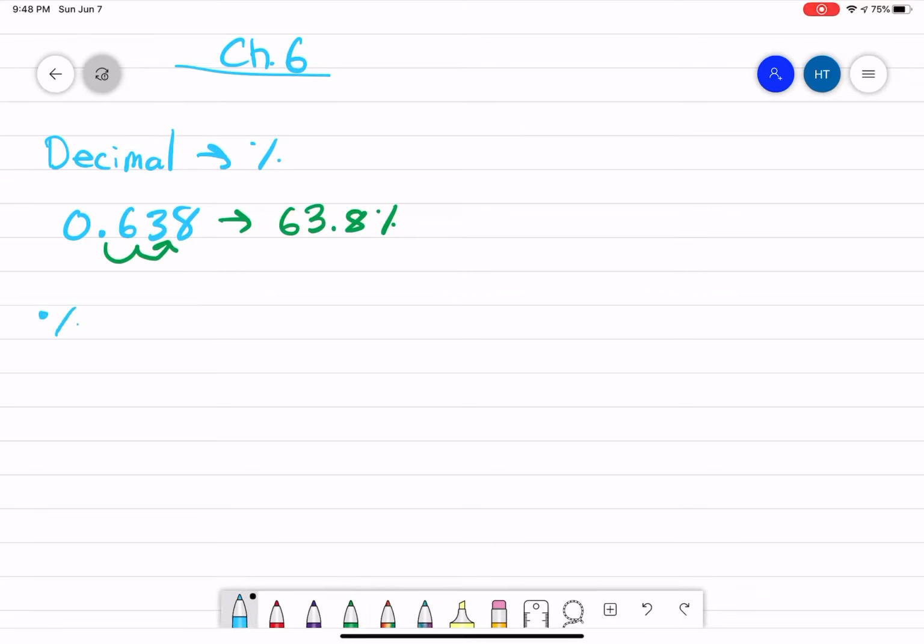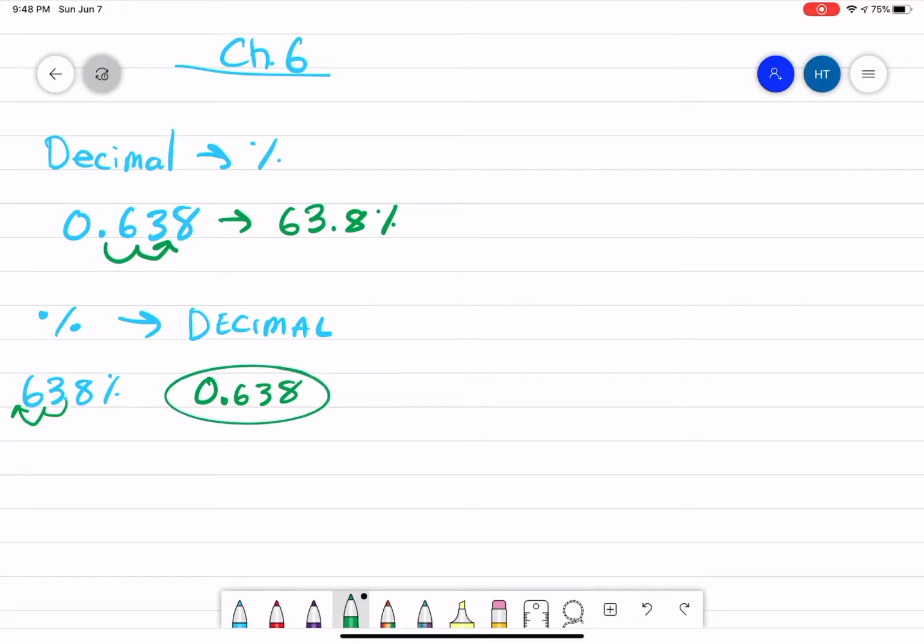Now it's the same thing if I want to go backwards, from a percent to a decimal. Then I take what I have, 63.8%, and to turn it into a decimal, I'm going to go 2 to the left. So I get 0.638 for a decimal.